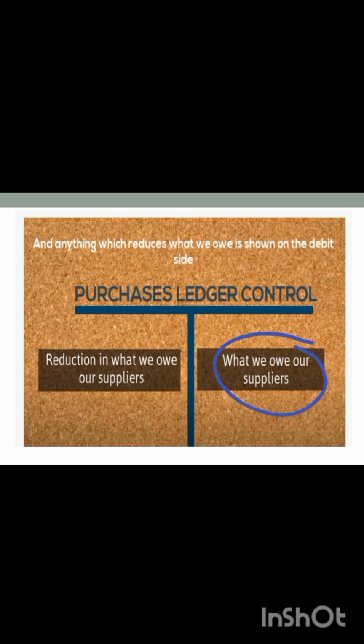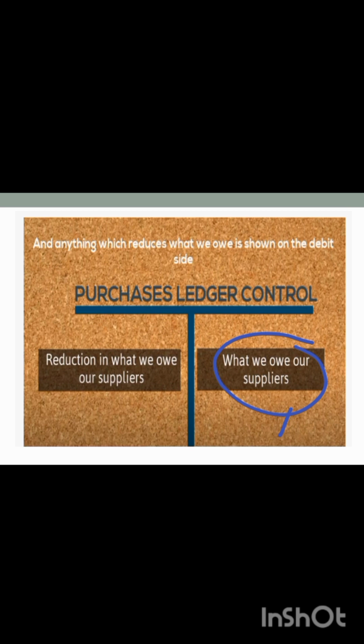All right, on the contrary, for sales ledger control account, all this is moved to the opposite side. That is, what our customers owe us, what our customers are to pay us, will be debited in sales ledger control account, while any form of reduction in what they owe us will be credited. I believe that is taken.